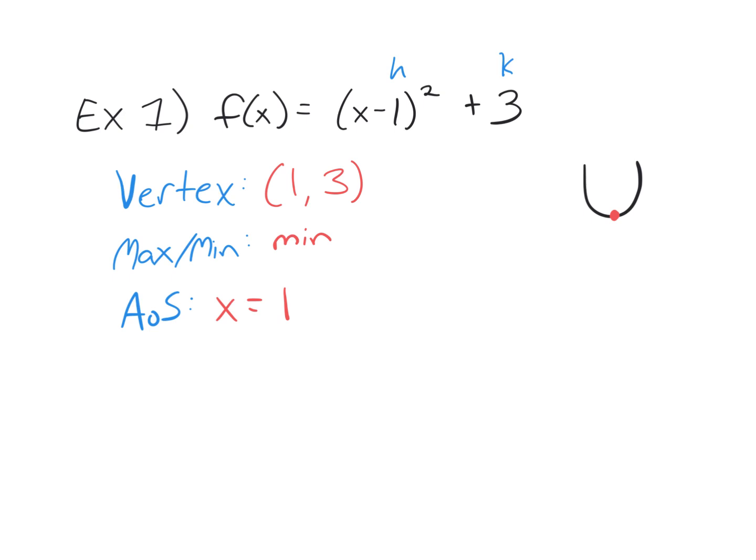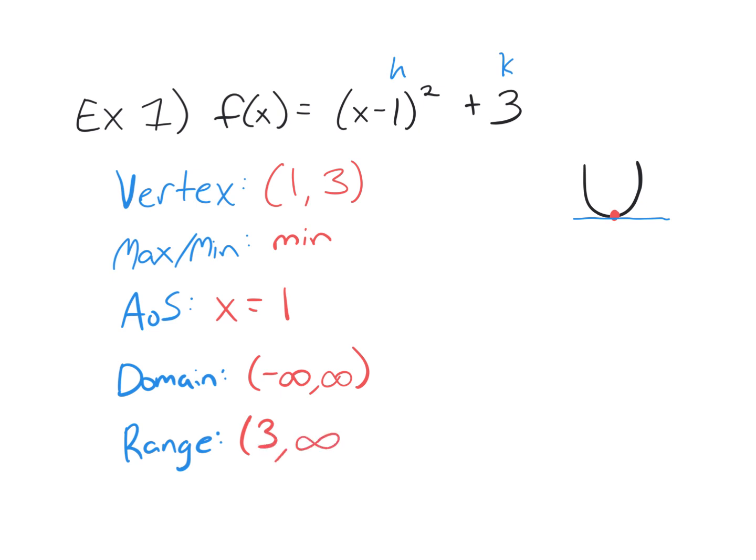What's after AOS? Domain. Everybody, what's domain? That was one person. Everybody, what's domain? Negative infinity, positive infinity. That was better. What's after domain? Range. This is where the picture comes in handy. Looking at that picture, what's my lowest y value? 3. What's my highest y value? Infinity. Yep. Good.